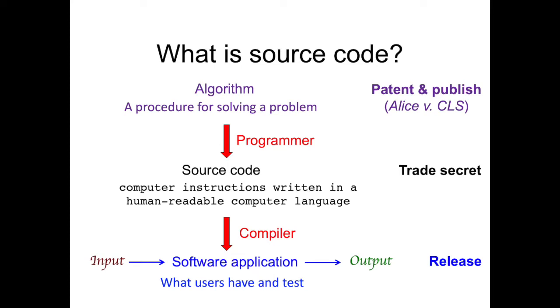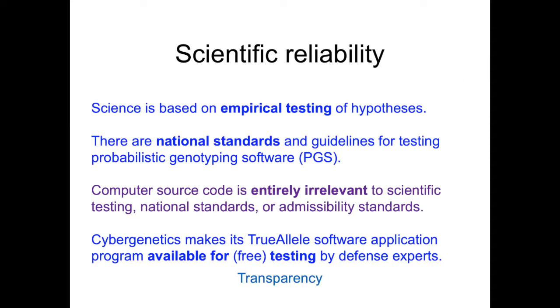Algorithms can be patented. They're published. We publish our algorithms. Patents have not been great for protecting algorithms recently, given the Alice decision from about 10 years ago. And so that leaves trade secrets, which is not disclosing proprietary information. And generally source code for commercial software is a trade secret. But the software application is released, and that's what can be tested and assessed.